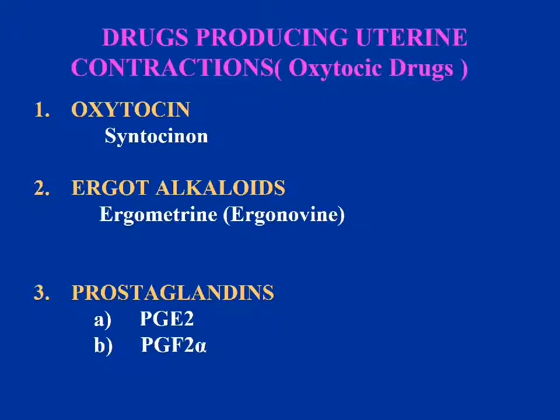The drugs producing uterine contractions are called oxytocic drugs. And there are different kinds of the oxytocic drugs, such as oxytocin, which is named Syntocinon, ergot alkaloids, ergometrine or ergonovine, and prostaglandins, prostaglandin E2 and prostaglandin F2 alpha.